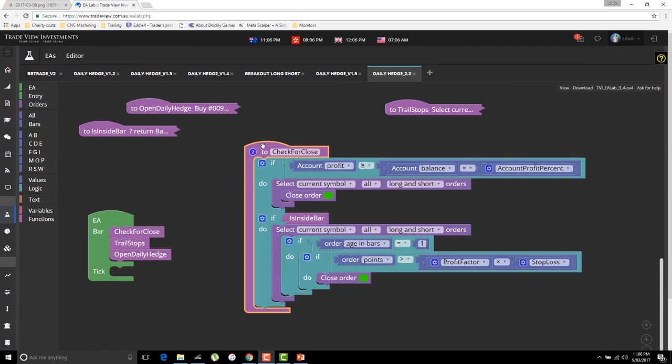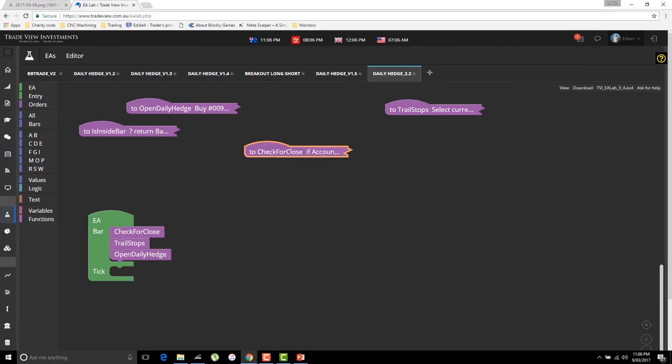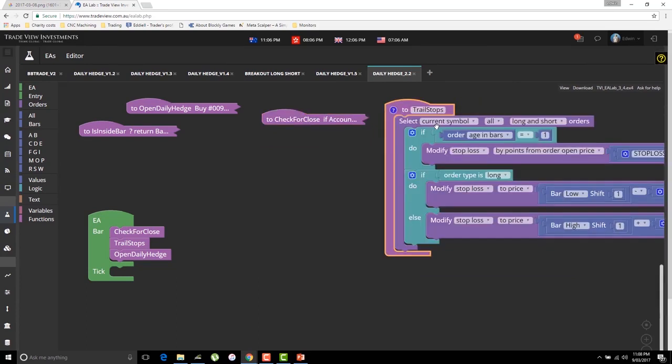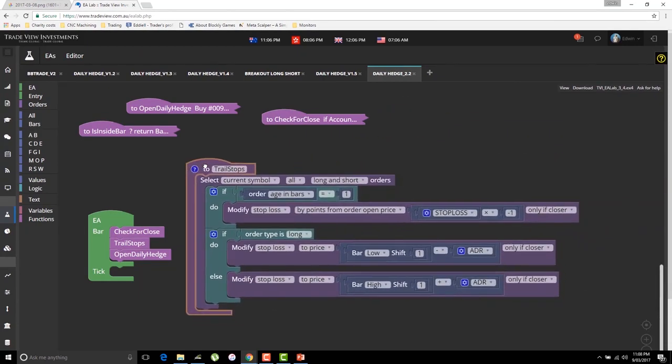All right, so that's the check for close block. So that's this one here. We'll collapse this. We'll look at the trailing stops. Most of these are actually the same as they were in the previous version. We've just neatened it up a bit into functions. You can see it looks a lot neater.